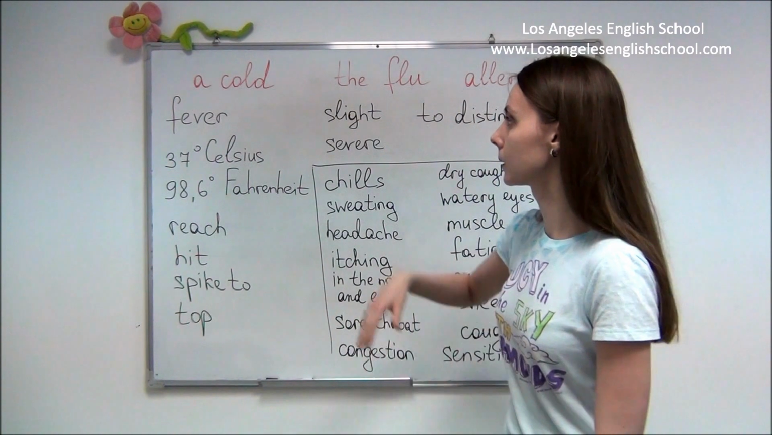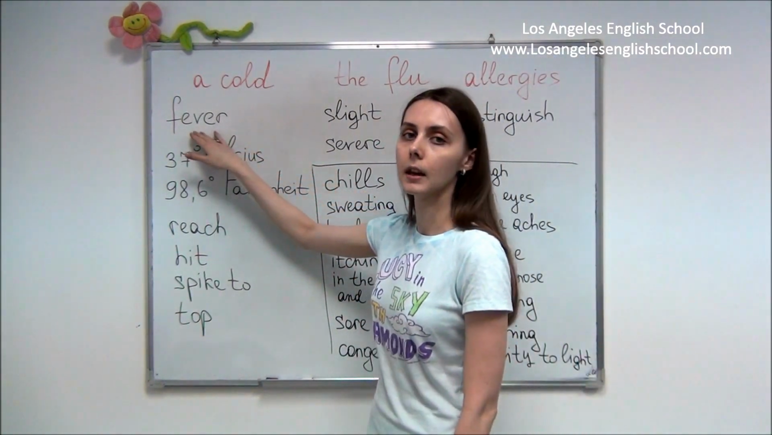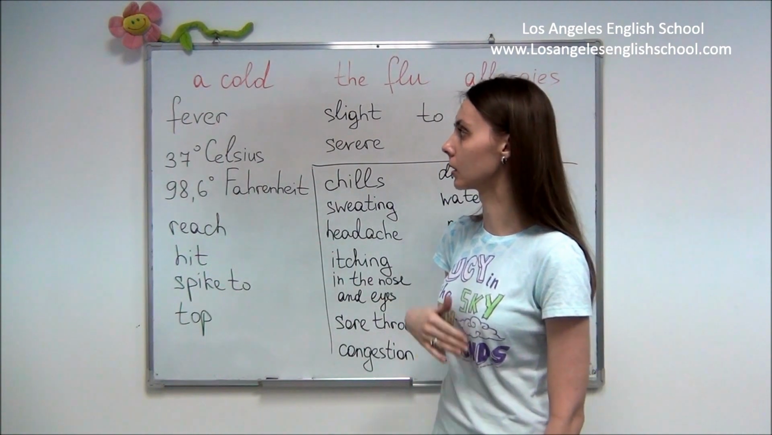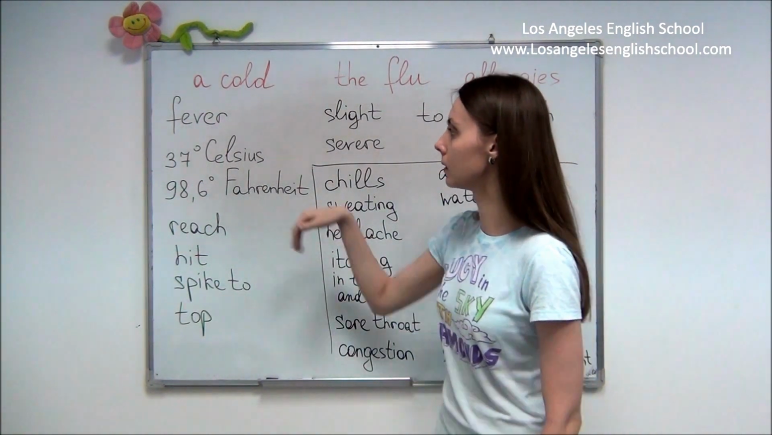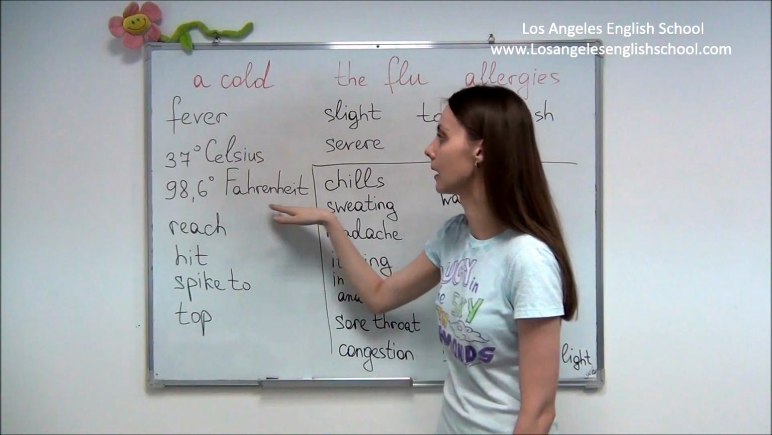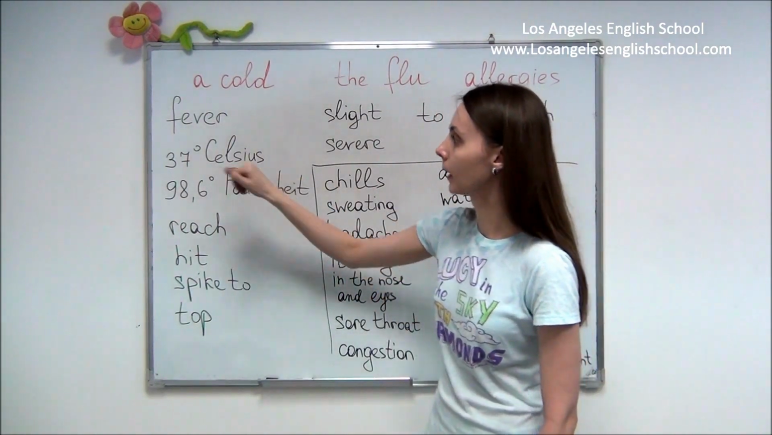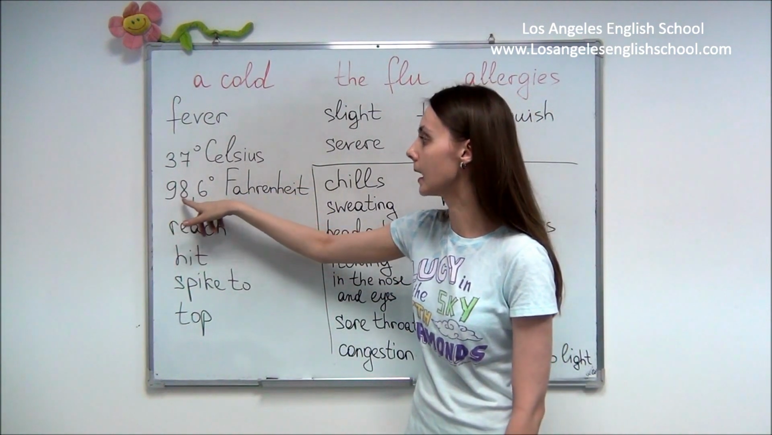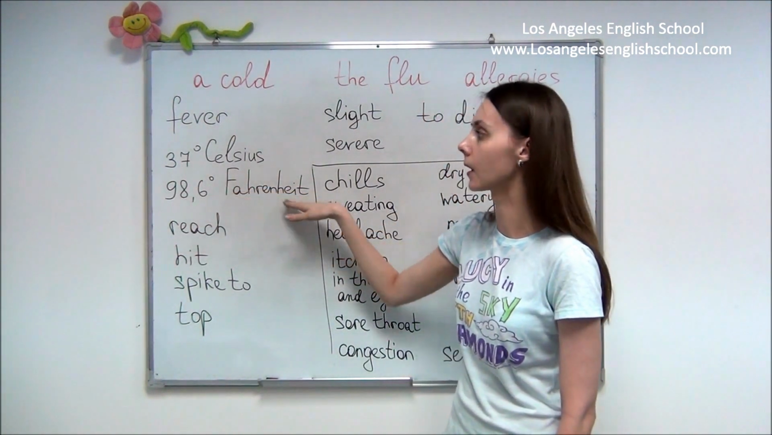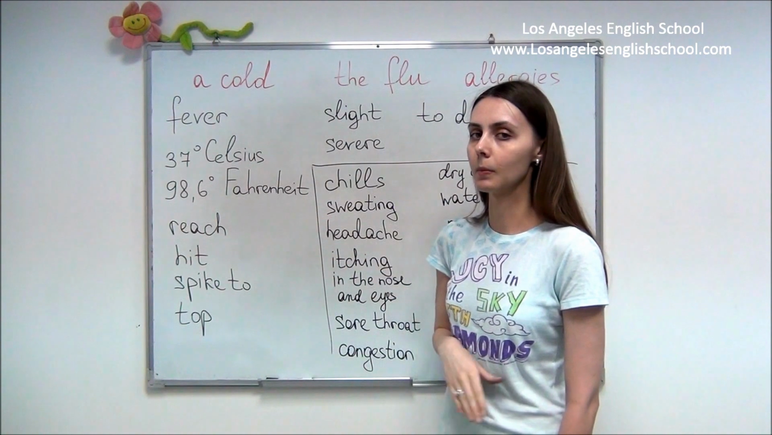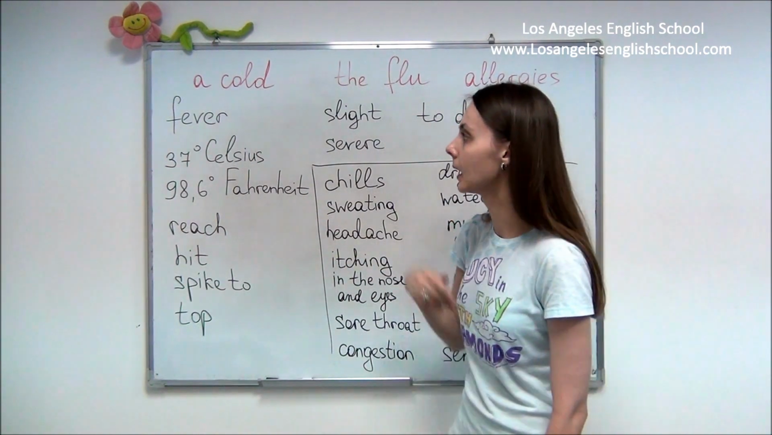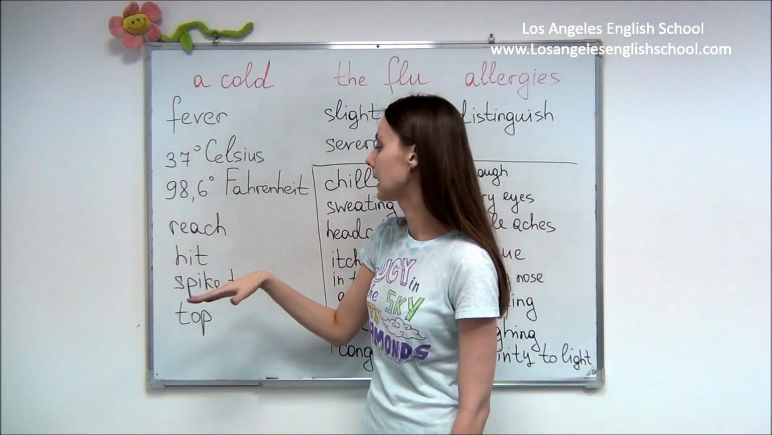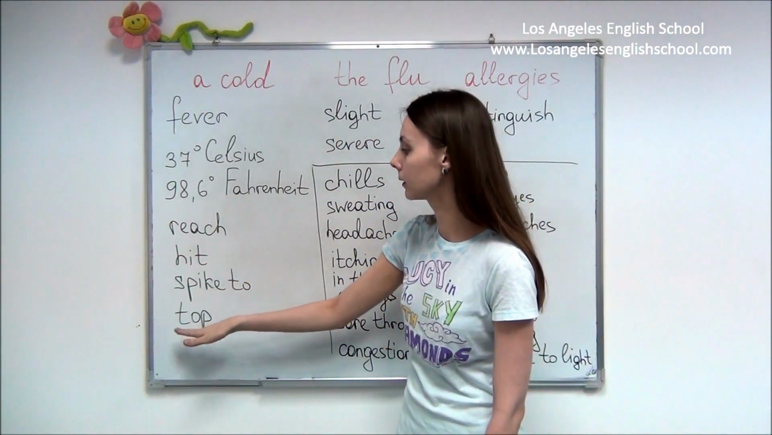First of all, let's talk about fever. Fever means a high temperature. We measure a fever with the help of Celsius and Fahrenheit. So 37 degrees Celsius equals 98.6 degrees Fahrenheit. If you talk about a fever, you can say that a fever can reach, can hit, can spike to, and can top.